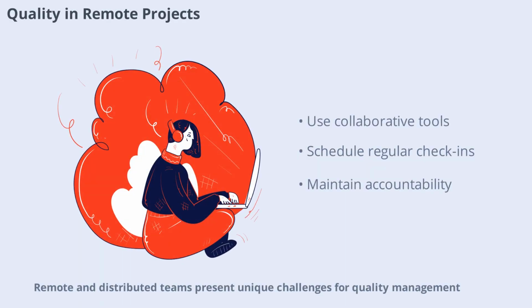Remote and distributed teams present unique challenges for quality management. Communication, collaboration, and oversight can be more difficult when team members are not co-located. To maintain quality, use clear processes, regular check-ins, and collaborative tools. Foster a sense of connection and accountability, even when working from a distance.